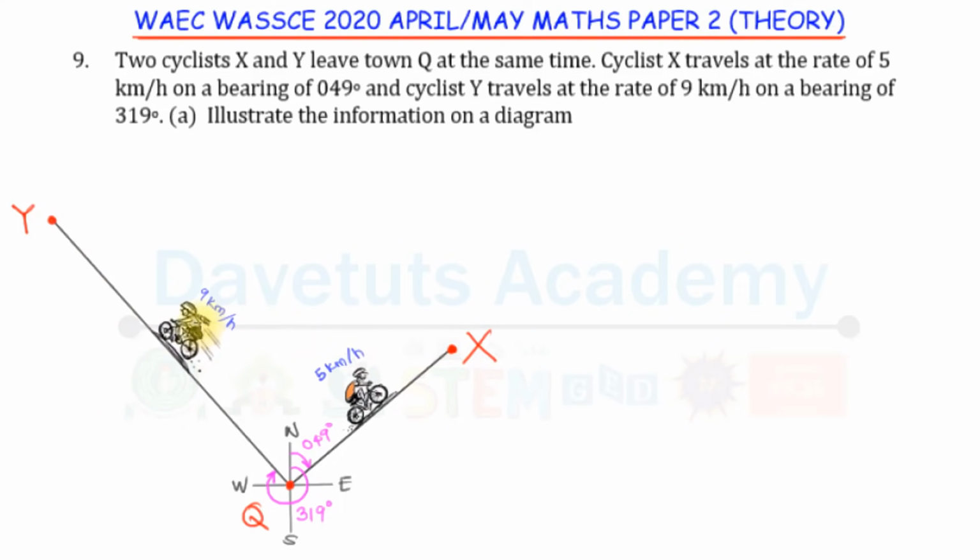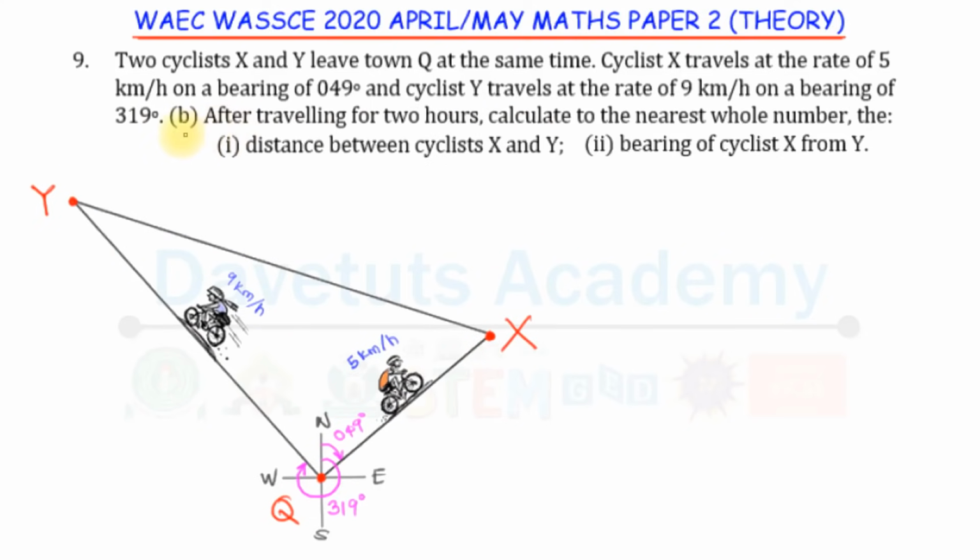You can see I'm reflecting that the person traveling at 9 kilometers per hour is traveling faster than the person moving at 5 kilometers per hour. And just to complete the triangle that we are drawing, we can use a straight line to join X to Y, just like this. And then we are good to go. I love this. So with this, we have the information illustrated in the diagram as requested, and then we can move on with the other questions.